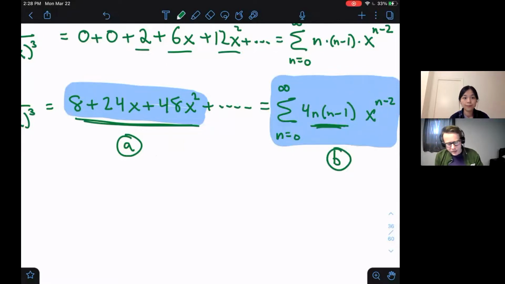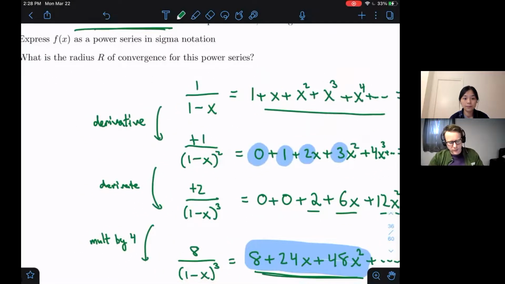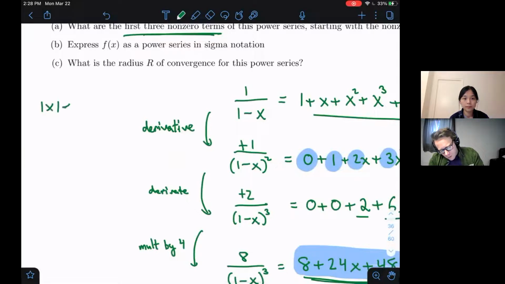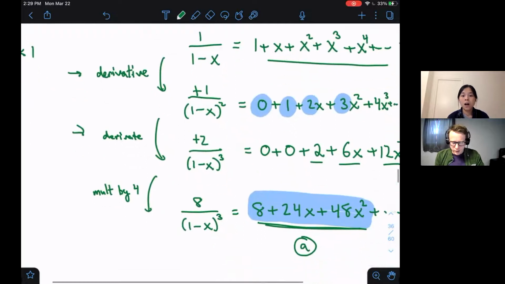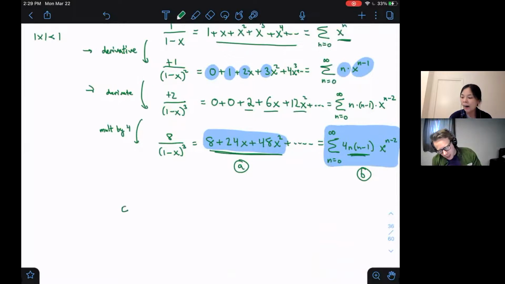And finally, for part C, remember we started off with this 1 over 1 minus x here. We know that the radius of convergence for this is that the x has a radius of 1. Again, that nice theorem says that when you take derivatives, that does not alter the radius of convergence. So all of this right here is not altering the radius of convergence. Multiplying by 4 is not going to alter the radius of convergence. So lastly, this remains unchanged. And so r is going to be equal to 1 in our case.